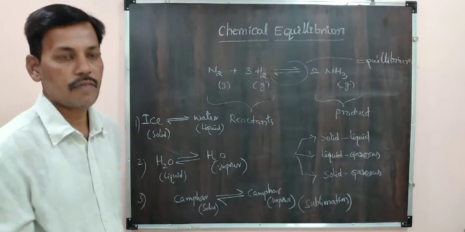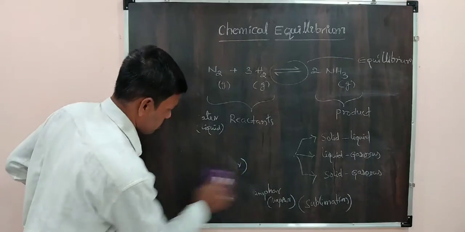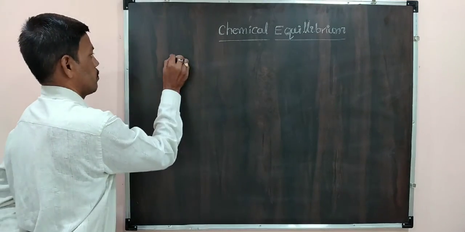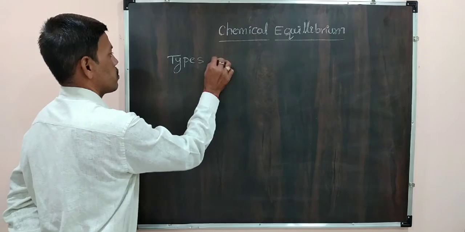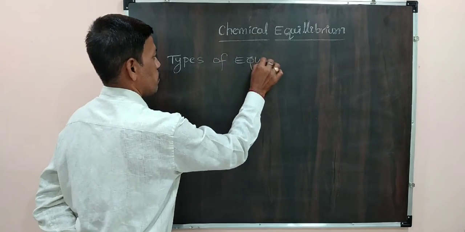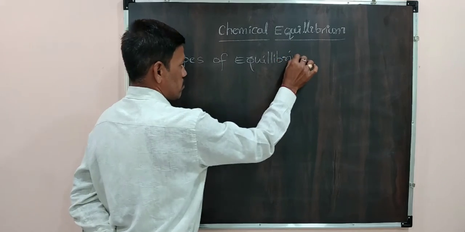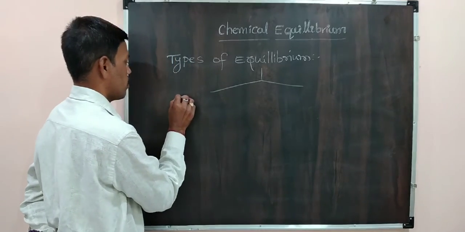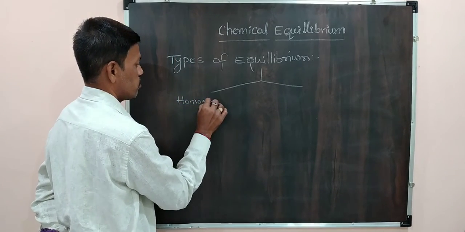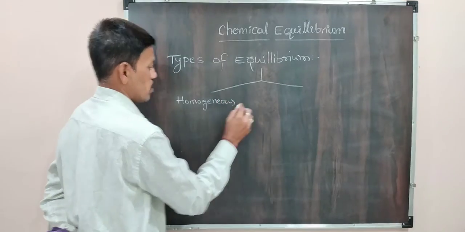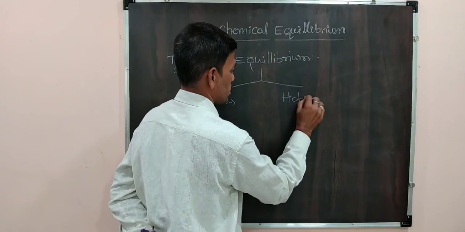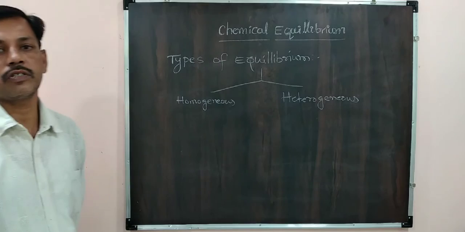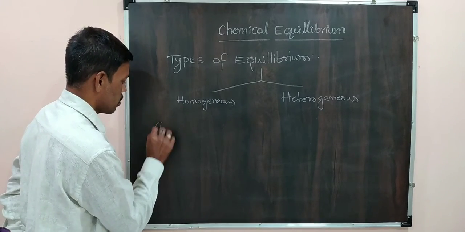Now we see types of equilibrium. In types of equilibrium, we have two types: homogeneous and heterogeneous equilibrium. So let's have examples now.